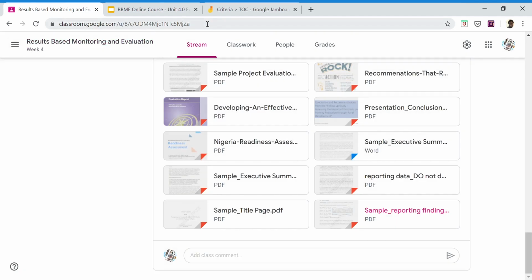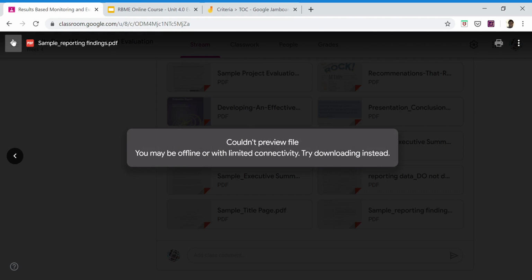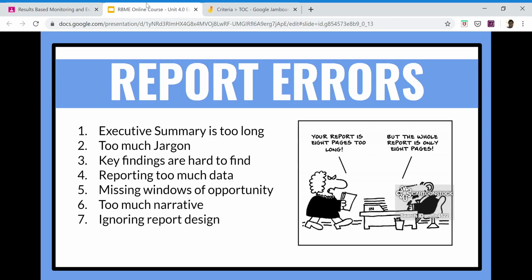This is not coming up. Let's try again and see. Okay, I've showed that earlier on anyway.